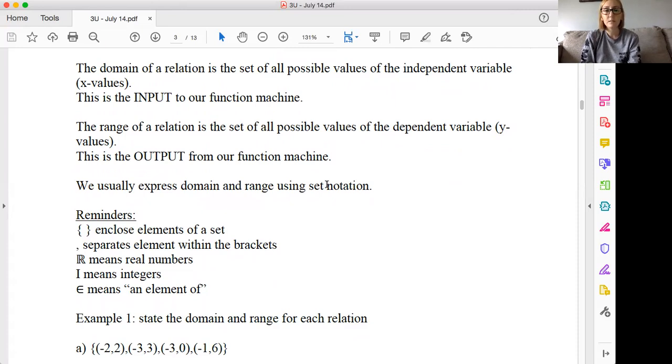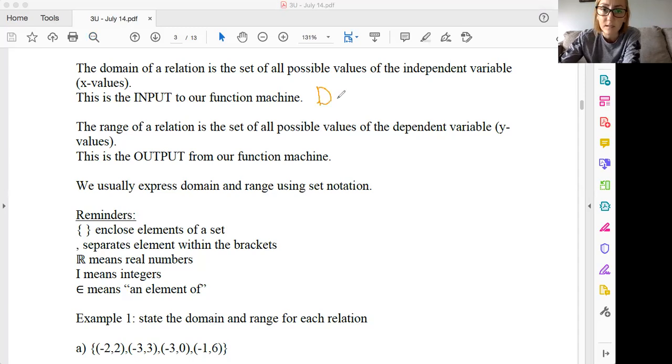So we have the domain, which is the set of all possible values of the independent variable. So those are your x values. This is the input of our function machine, which is an odd way of saying that, but essentially the way that you would always write it is D equals, bracket, x is an element of real numbers. And then you would put the line there and you would list out all the numbers that you have.